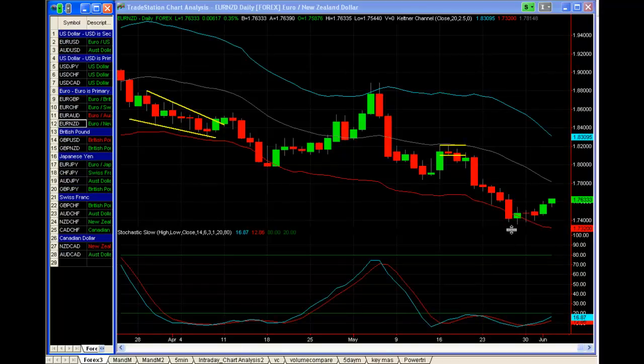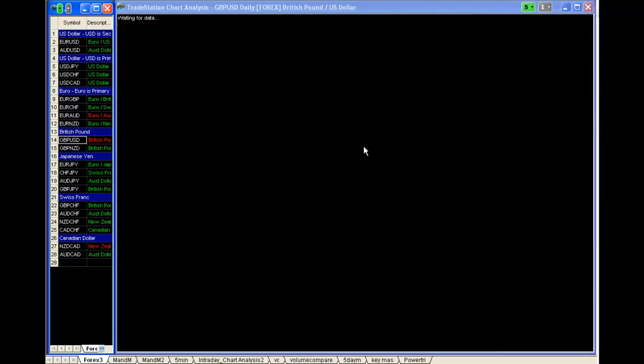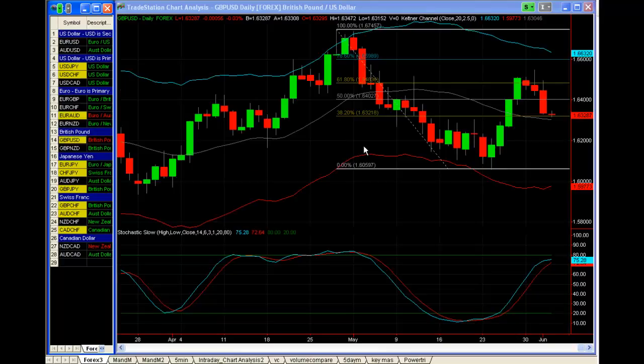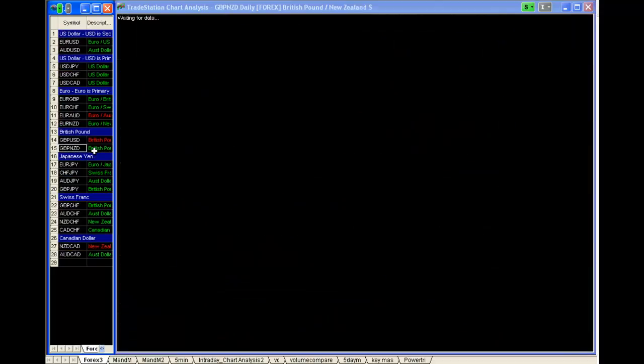Here's the Euro Kiwi, and this one looks like it's headed for the mid-band, the moving average there as well. Here's the pound. The pound's interesting also. I thought the pound looked like a nice possibility for a long side trade after a pause, but instead it stumbled out at the 62% retracement, came back down, watching the moving average for potential support.